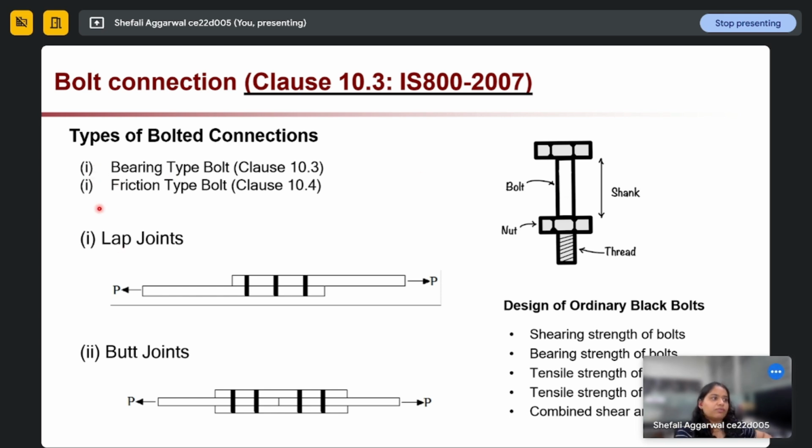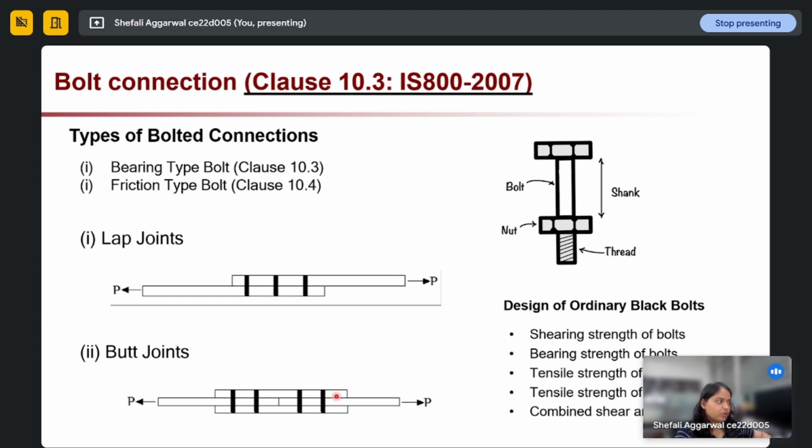Other than them, we have different joints in our bolt connection. First is the lap joint. When one plate is kept over the other plate and they are joined by bolts, it is called a lap joint. And in a butt joint, two plates are joined end to end with cover plates, and this is called a butt joint.